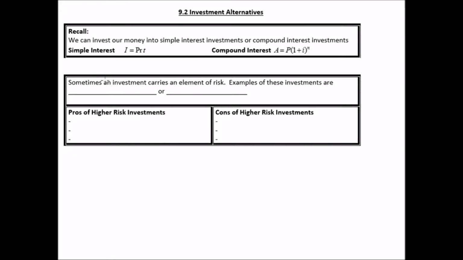To talk about investment alternatives. So let's just recall that we can put our money into two different kinds of accounts. We can put it into simple interest accounts, and here is the formula to calculate the interest, and then we can put it into compound interest accounts as well. And when looking at the same interest rate, say 5%, if we calculated our investment based on compound interest, it's actually the better bet. Okay, just a recall.